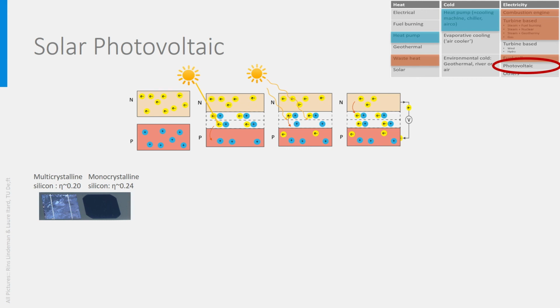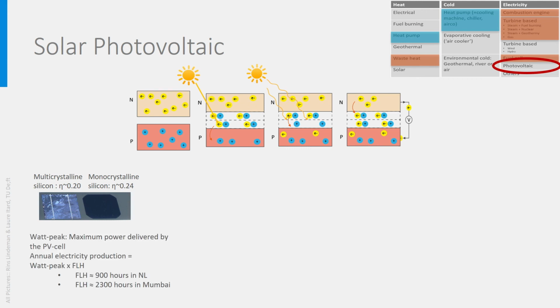How to size PV cells in practice? Well, producers deliver in general data about the nominal power of their PV cells. This is expressed in watt peak. It is the maximum power of DC electricity a panel will deliver. Combined with equivalent full load hours for the location, this allows for a rapid estimation of the total annual electricity yield. For example, as a rule of thumb, the number of full load hours in the Netherlands is around 900, while in Mumbai it is around 2300.